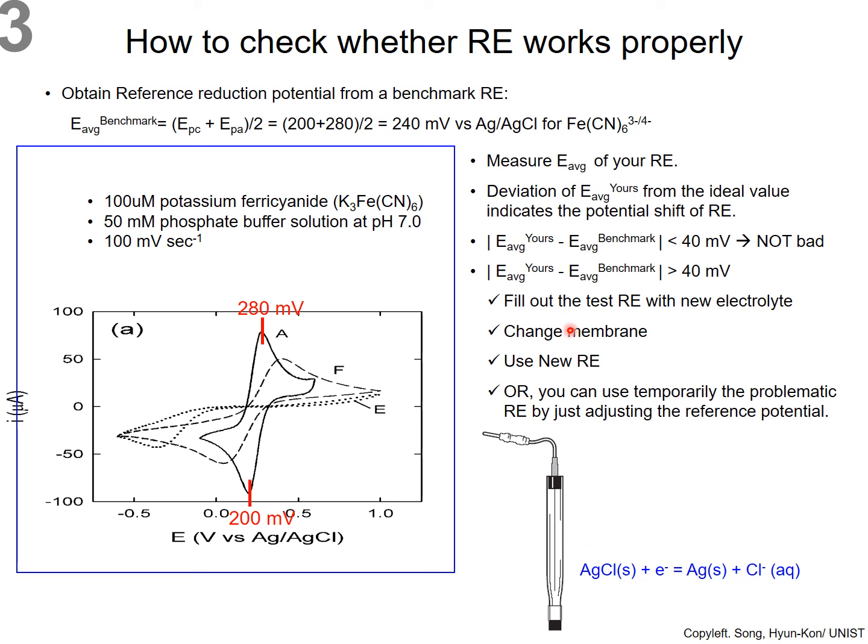Or change the membrane. Here is the membrane. Or if you have failed to fix your reference electrode by using those two changes, then you should use a new reference electrode. Or you can temporarily use the problematic reference electrode by just adjusting the reference potential.